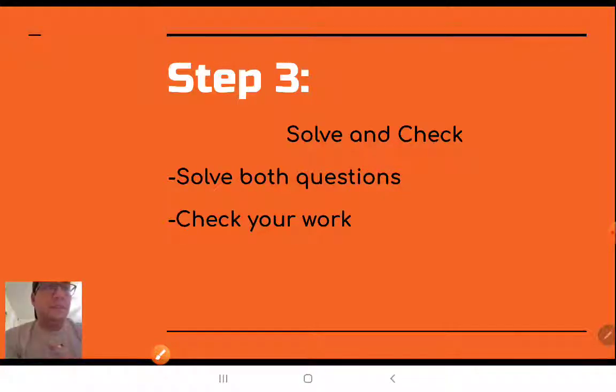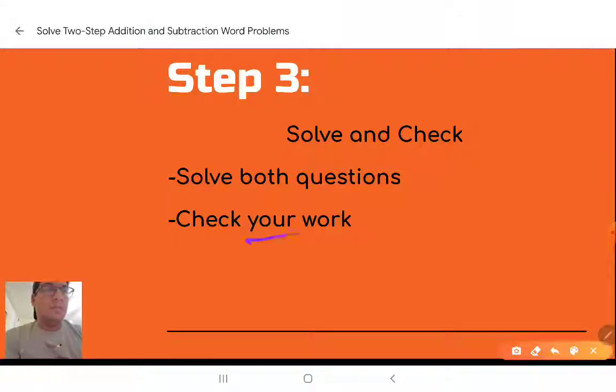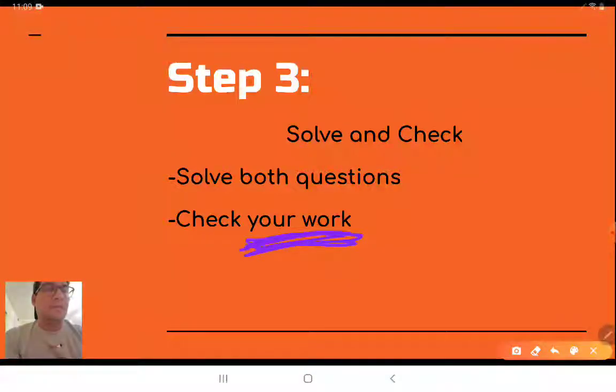Step three: solve and check. What does that mean? It means to solve both questions. Of course, you're not going to solve them at the same time, one first and then the other. And then you have to check your work. Always check your work. Important.